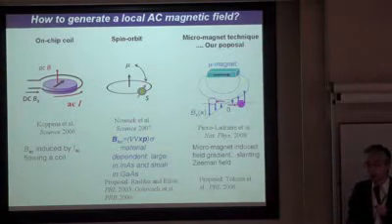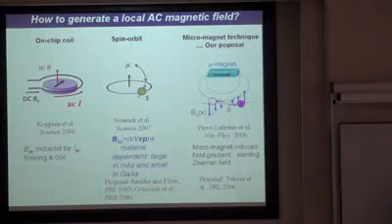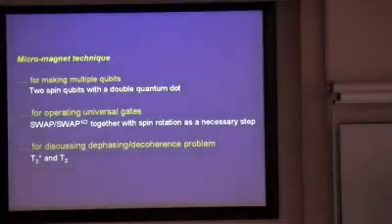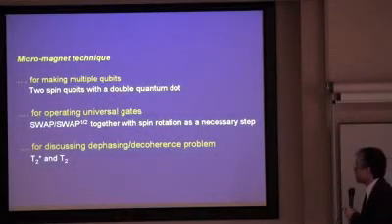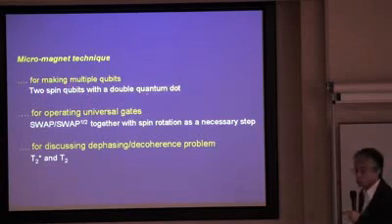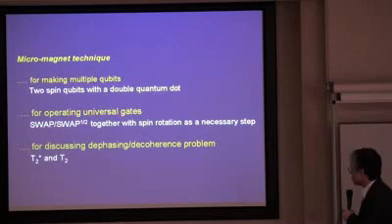Then you can prepare a local AC magnetic field. And we have nicely demonstrated this operation very recently. So here we extend this technique to make multiple qubits. In this case, we just demonstrate two spin qubits with a double quantum dot. And then further extend the technique to operate universal quantum gates.